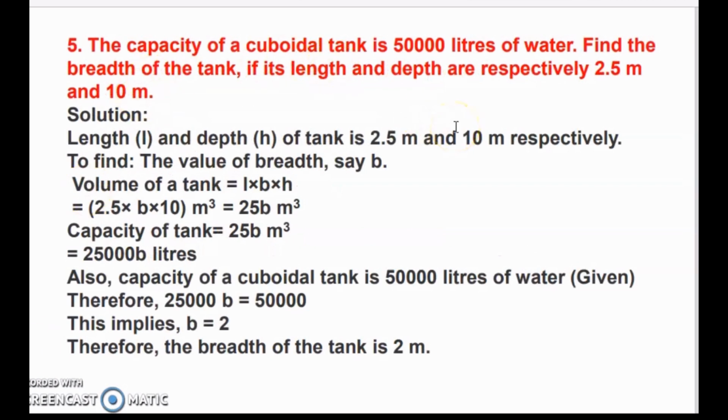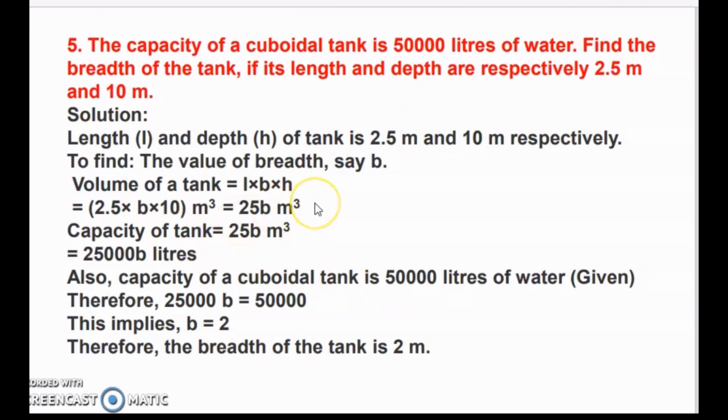The capacity of a cuboidal tank is 50,000 liters of water. Find the breadth of the tank if its length and depth are respectively 2.5 meter and 10 meter. So capacity is already given. That means here volume is given to you, and length and depth, that is height, is given to you. You have to find the breadth of the tank.